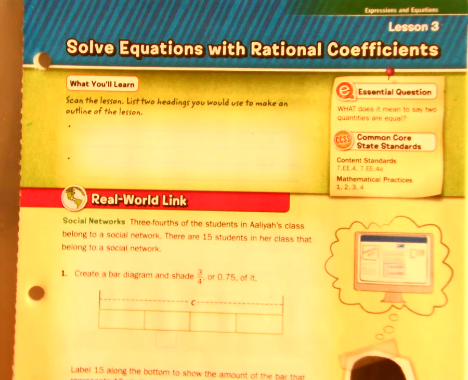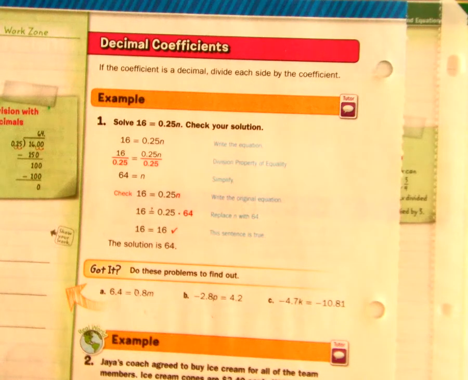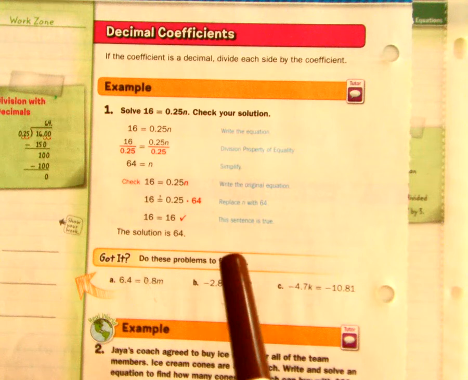Lesson 6.3, solve equations with rational coefficients. First, we're going to start with decimal coefficients. And remember, the coefficient is the number in front of the variable. So if a coefficient is a decimal, divide each side by the coefficient.